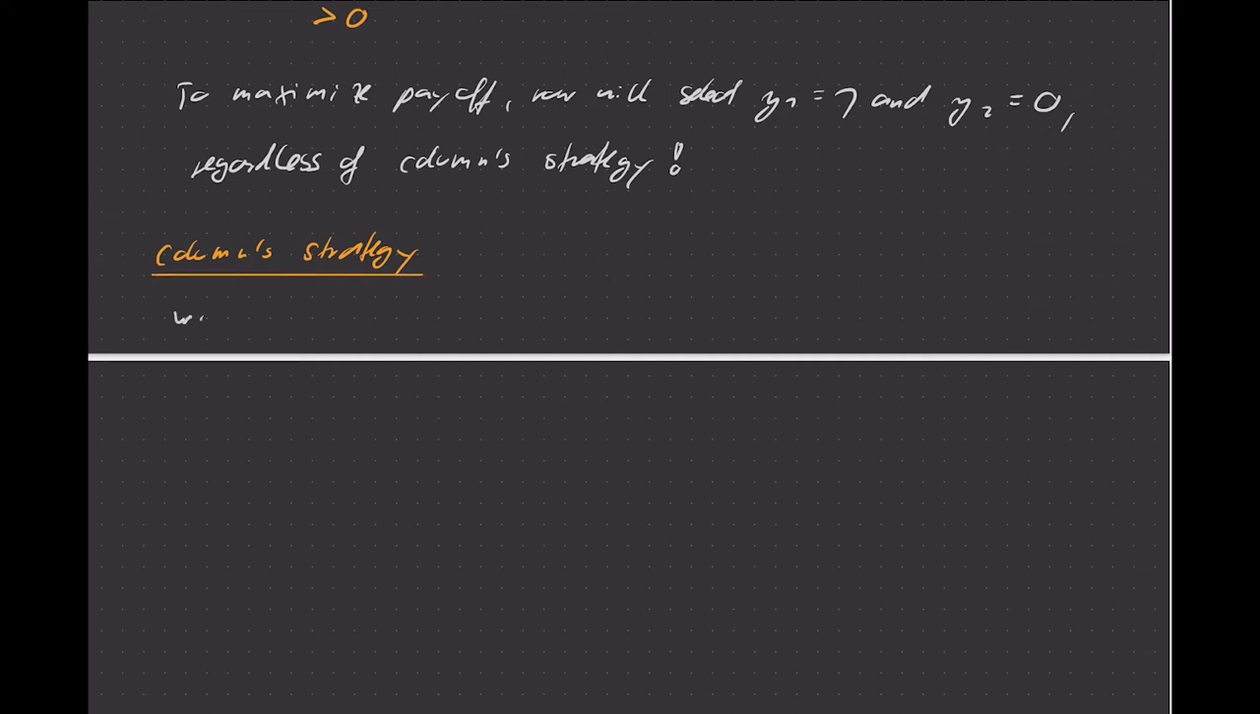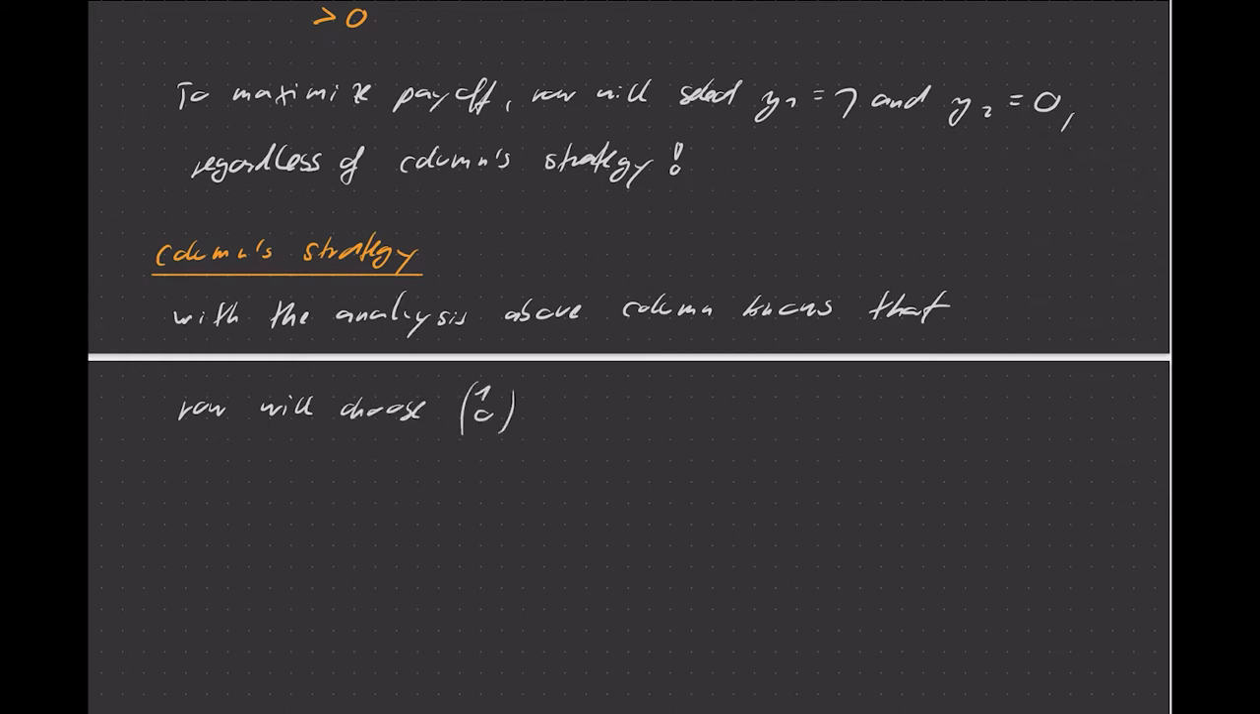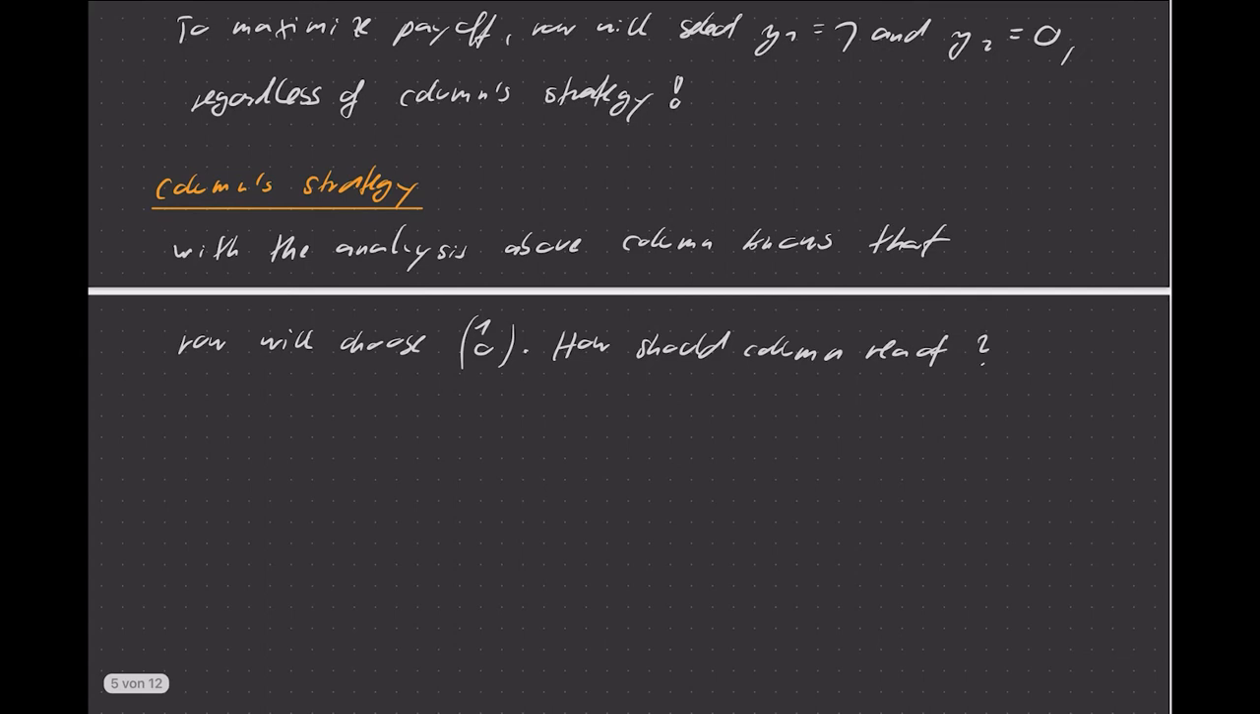Meaning with the analysis above, column knows that row will choose 1, 0. And of course the question is now, how should Column react? What's the best response to that strategy of Row? Let's have a look at the payoff for Column.